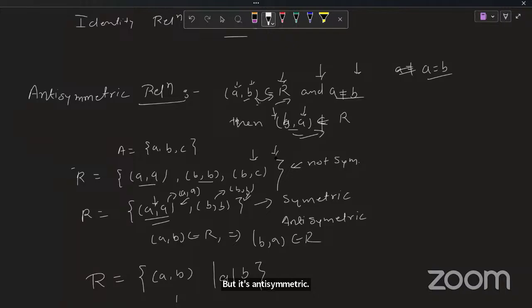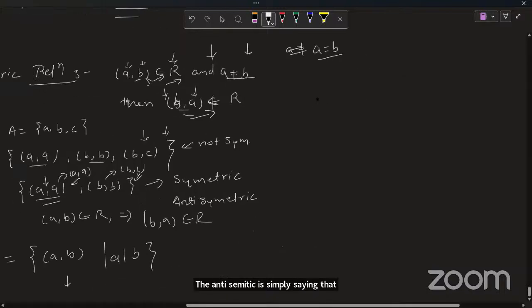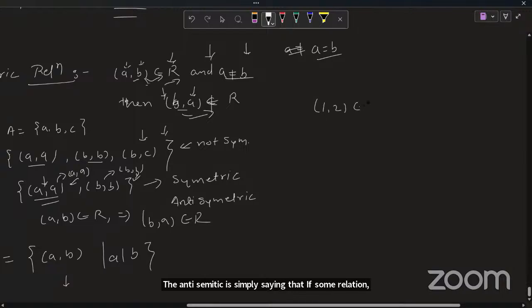But how can we say that this one is anti-symmetric when there is AA in the relation, which satisfies the definition of symmetry for a single element? The thing is, you cannot say that if something is a symmetric relation, then it cannot be an anti-symmetric relation. The anti-symmetric relation simply says that if, suppose, (1, 2) is inside R.